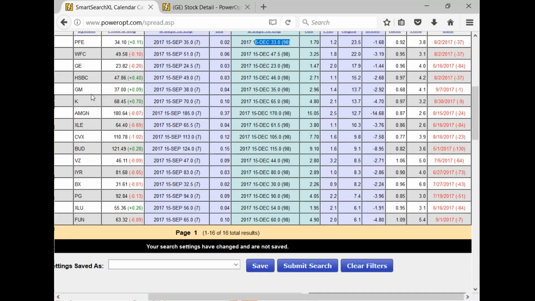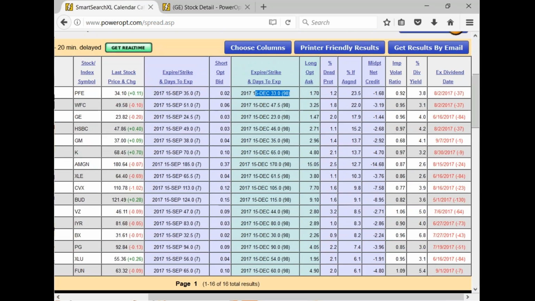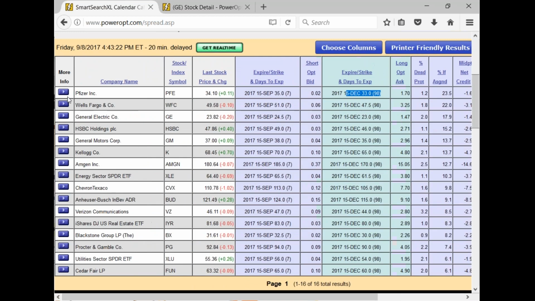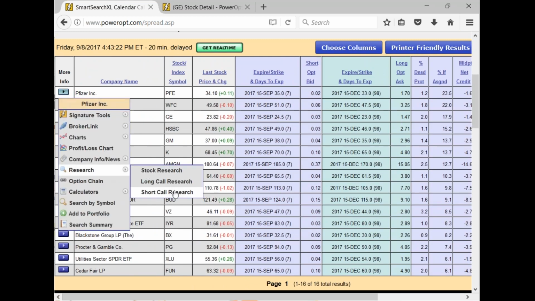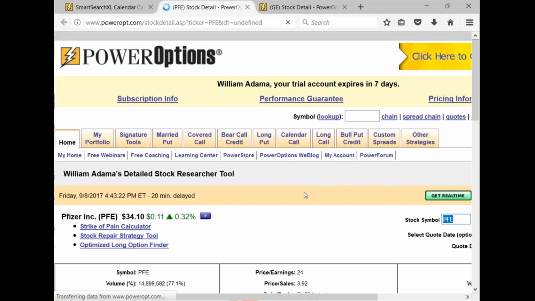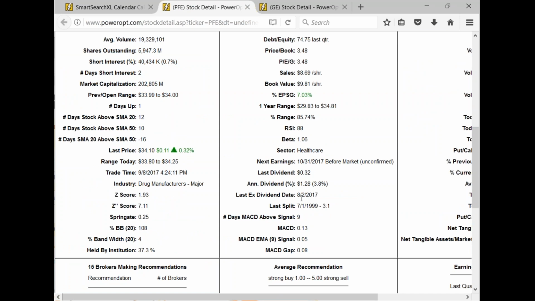Now, let me take a look at Pfizer real quick. Yeah, last ex-dividend was 8/2. It was 36 days ago. They haven't released where their next one is. We can assume it's around 11/2. So what does that tell me? Let me show you something else.